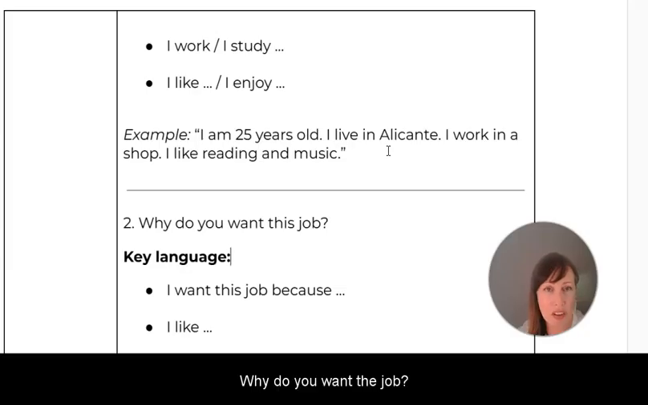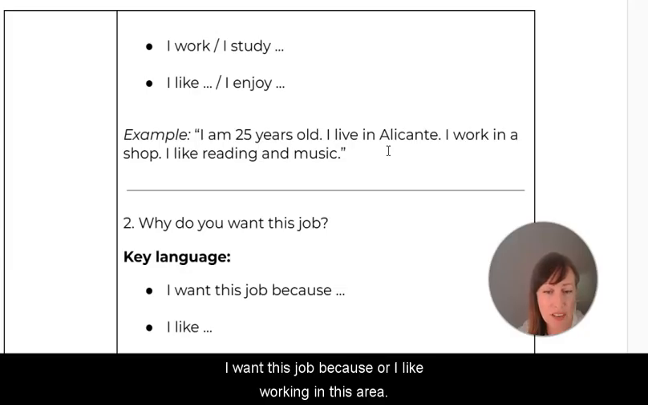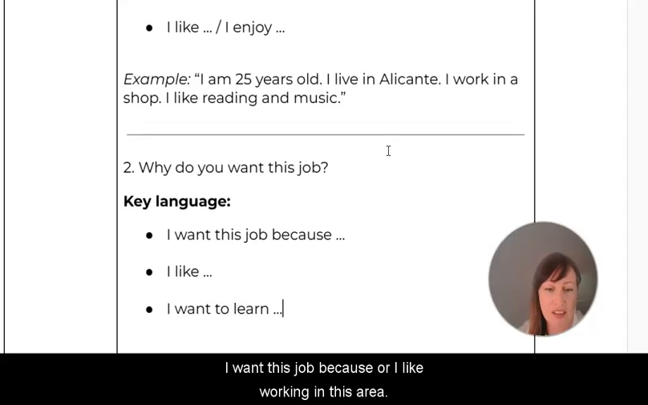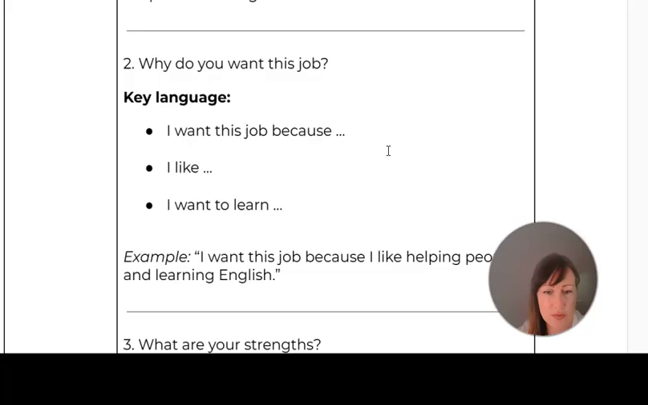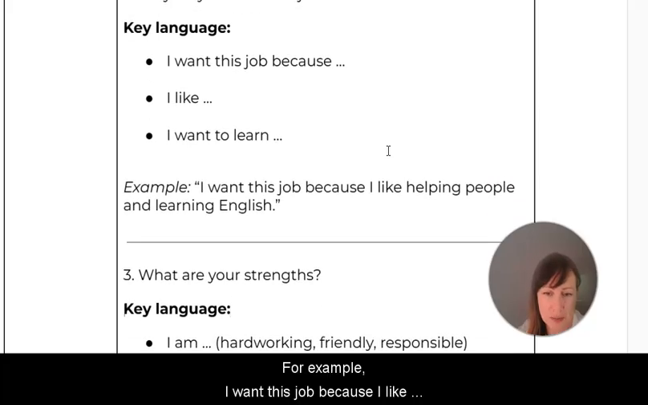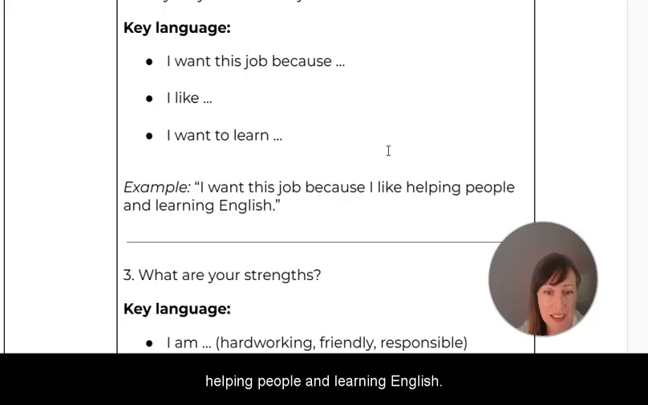Why do you want the job? I want this job because, or I like working in this area. I want to learn how to, for example, I want this job because I like helping people and learning English.